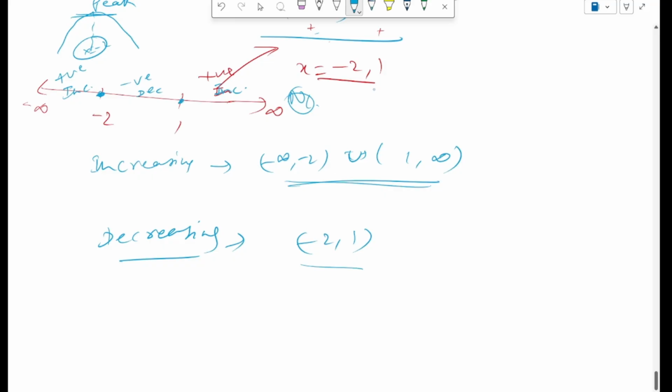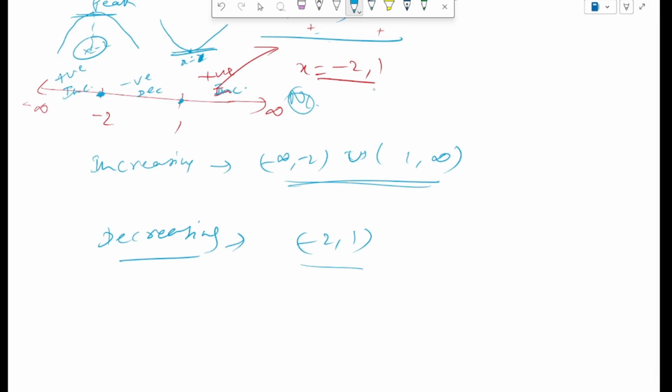Now at 1, what happened? It was decreasing first, dropping down, and then it started rising. After 1 it has started rising, x equal to 1. So we can say that at x equal to 1, we are about to get a minimum value of the function, right? So relatively this is a minimum point for the function, and this is relatively a maximum point of the function.